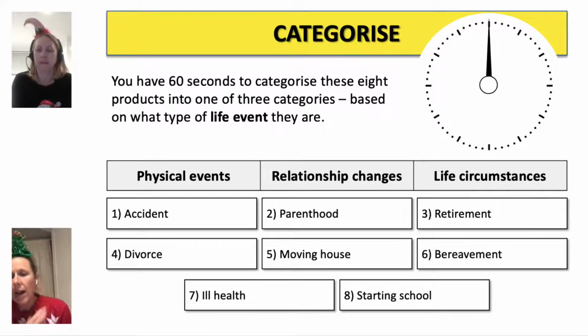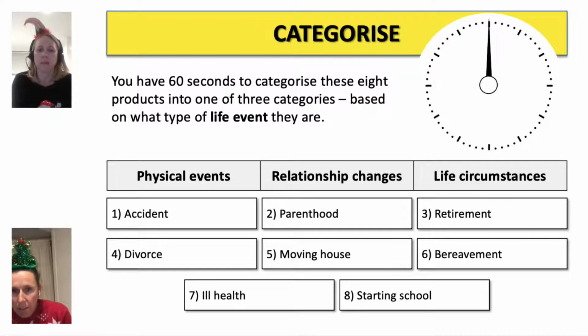So the one in the middle, the response we've got is divorce, bereavement, and parenthood. Well done, that's really good. We've also got physical events popping up, which is accident. I'm not sure I would categorize moving house into physical events though. So again, coming back to physical, try and think about the body. That's what I always encourage my students to remember. Physical is about the body. So to me, accident and ill health would probably come into that category.